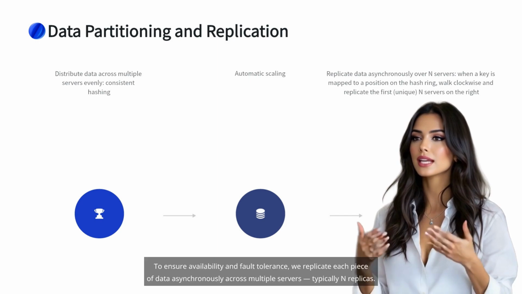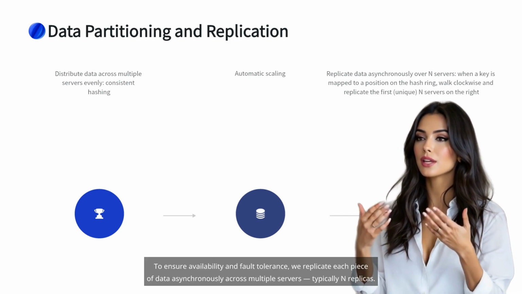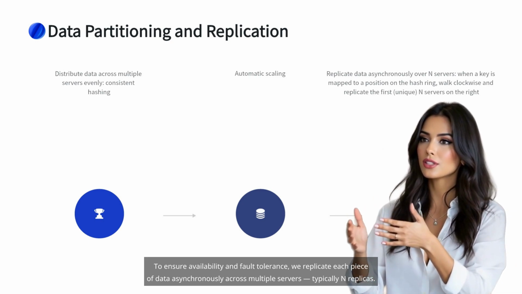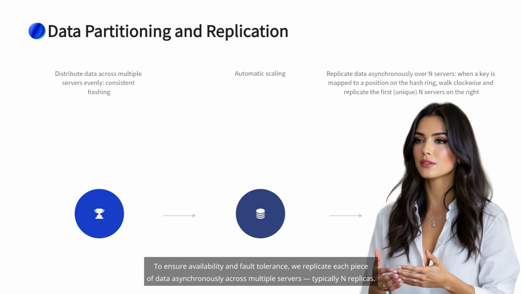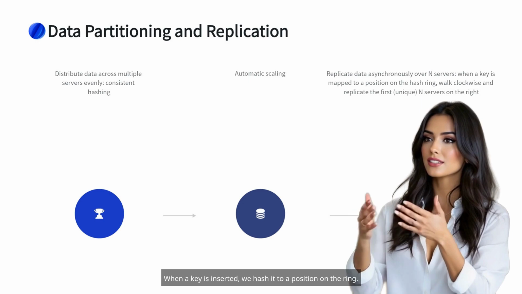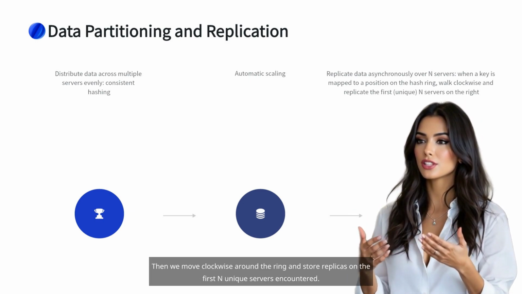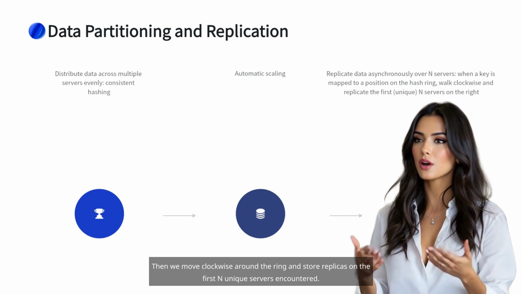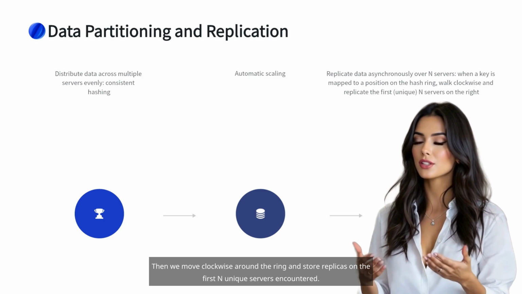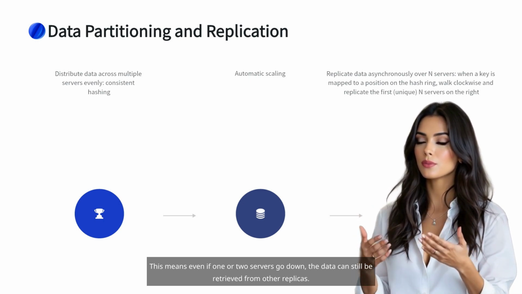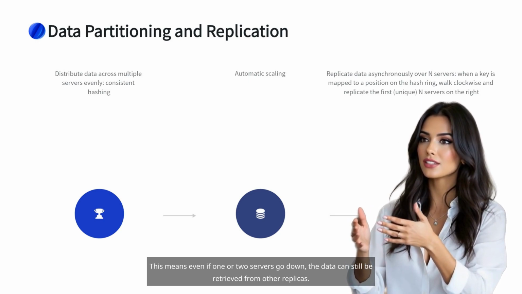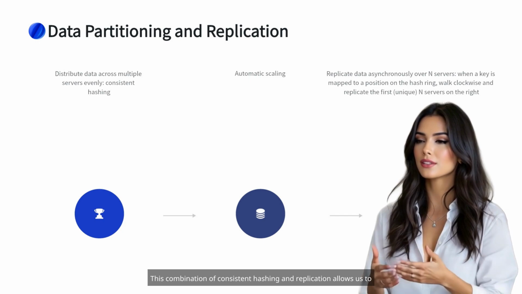Now, on to replication. To ensure availability and fault tolerance, we replicate each piece of data asynchronously across multiple servers, typically n replicas. When a key is inserted, we hash it to a position on the ring. Then we move clockwise around the ring and store replicas on the first n unique servers encountered. This means even if one or two servers go down, the data can still be retrieved from other replicas.